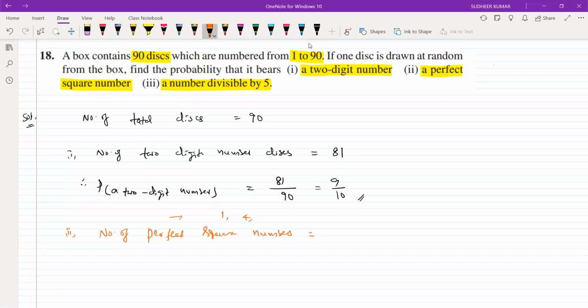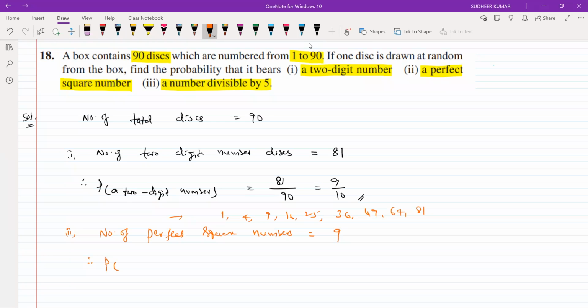1, 1 square is 1, 2 square is 4, 3 square is 9, 4 square is 16, 5 square, 6 square, 7 square, 8 square is 64, and 9 square is 81. 10 square is 100. 100 is above 90, so we need not consider it. So there are 9 perfect squares from 1 to 90. Isn't it? Yes, sir.